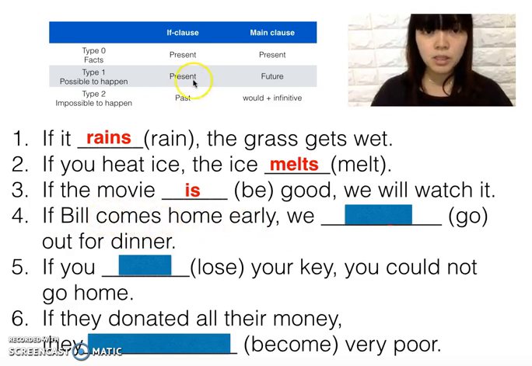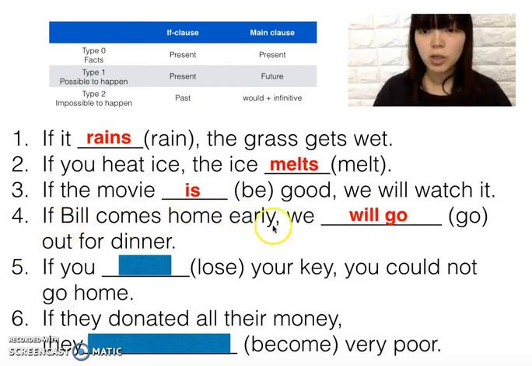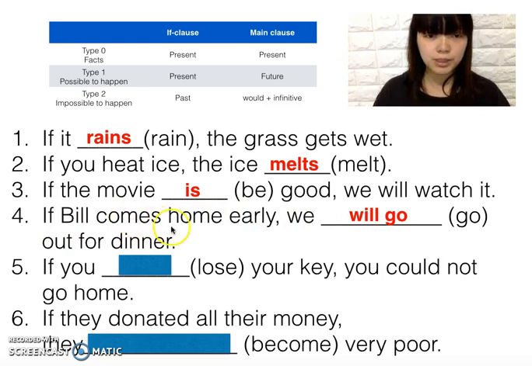Present tense. So we know it's not a fact, okay? It's not like a must for Bill to come back early every night. So it's not type 0, definitely. But we see present tense, comes. So it should be type 1, present, future. So we should use future tense in the main clause. If Bill comes home early, we will go out for dinner. Present tense, future tense, type 1.